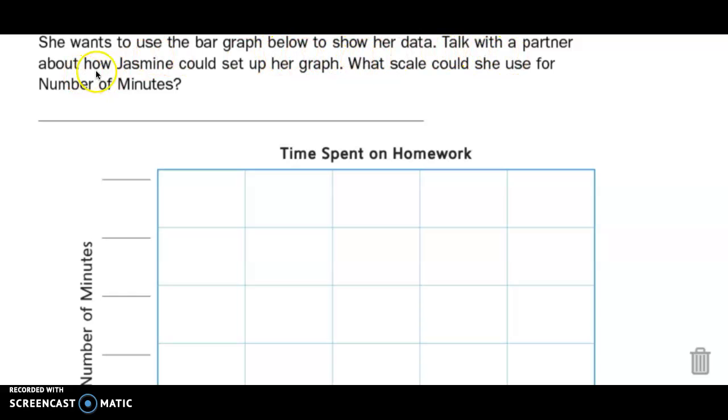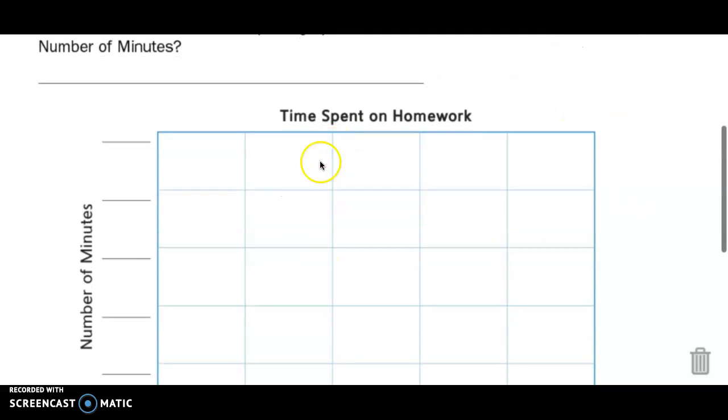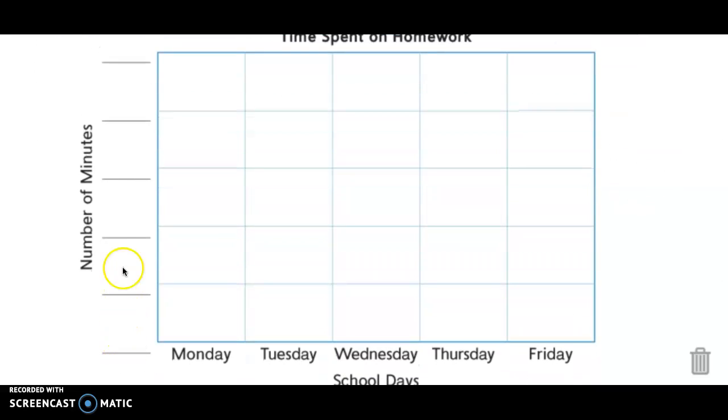Talk with a partner about how Jasmine could set up her graph. What scale could she use for number of minutes? So talk to anyone around you, a pet, stuffed animal, whatever you need to do. What scale could she use? And remember, scale is the numbers that go up on our side to measure our number of minutes. So our scale is our number that goes up on the side.